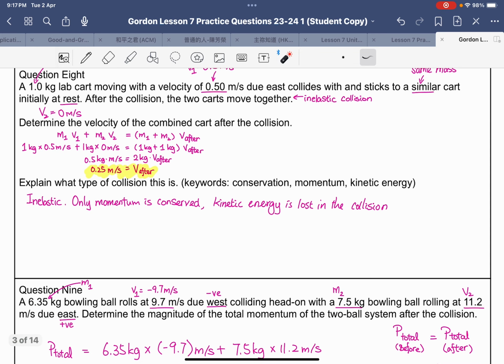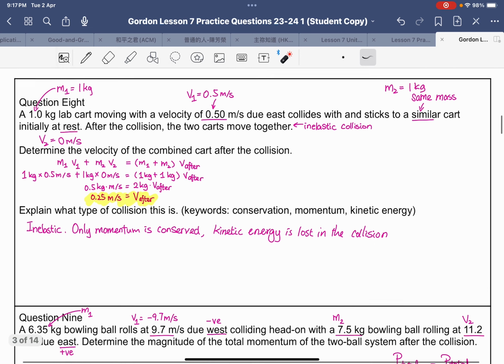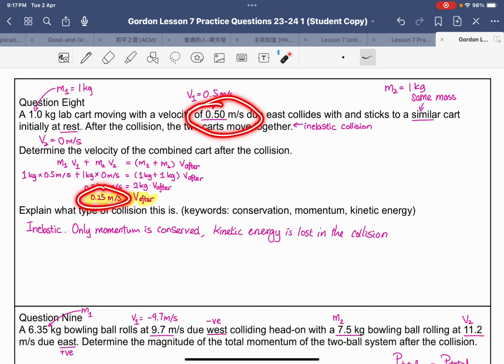Explain what type of collision this is. Well, it's inelastic because momentum is conserved, but kinetic energy is being lost. As you could see, at the beginning, before anything happens, your kinetic energy is much higher. You have this certain velocity, and then after the collision, your velocity has decreased. And velocity reflects how much kinetic energy a system has.